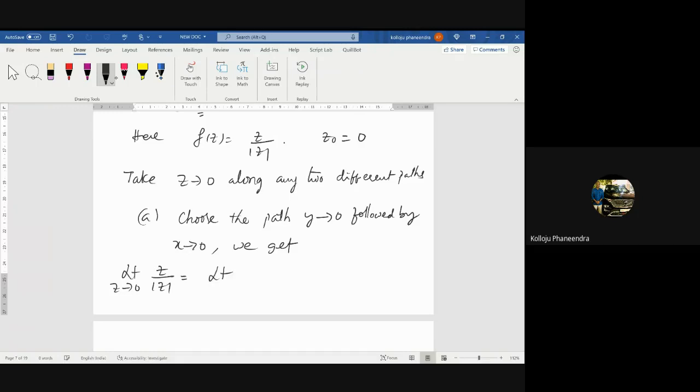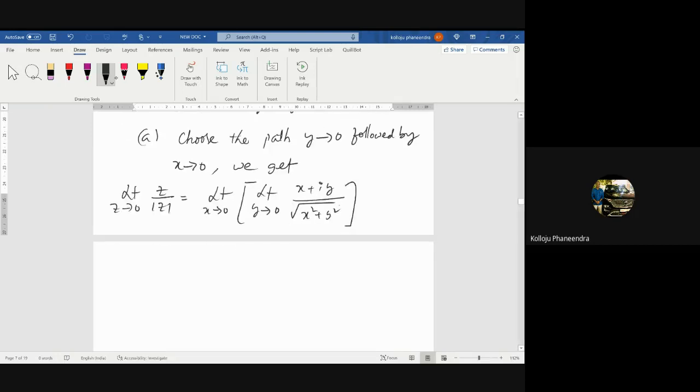So first, limit x tends to 0. What do I have to apply first? Limit y tends to 0. What is that? It is nothing but (x plus iy) by mod z. You know, all these complex variables: mod z means root of x square plus y square.